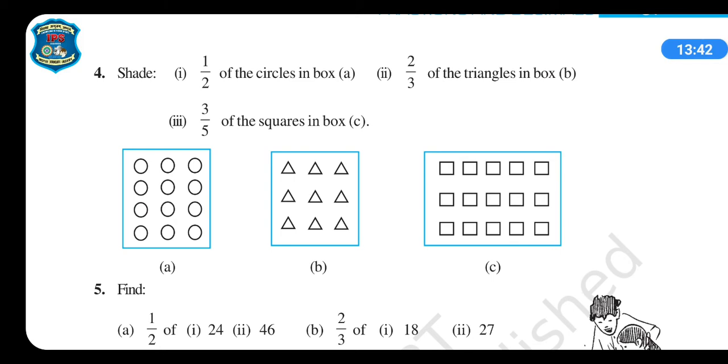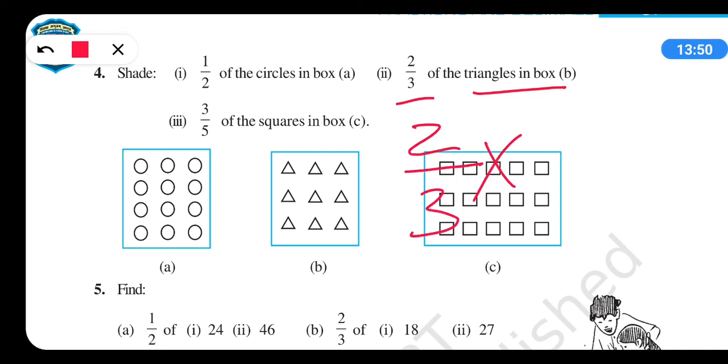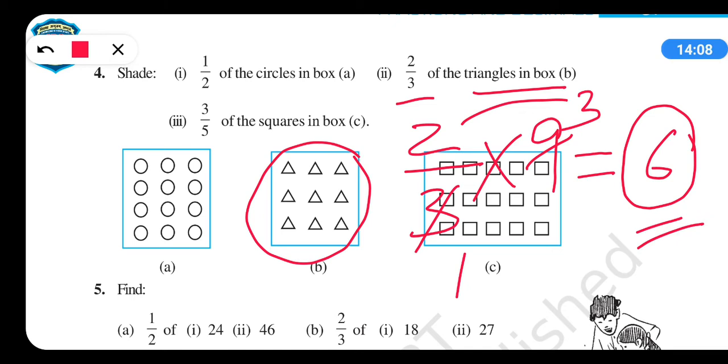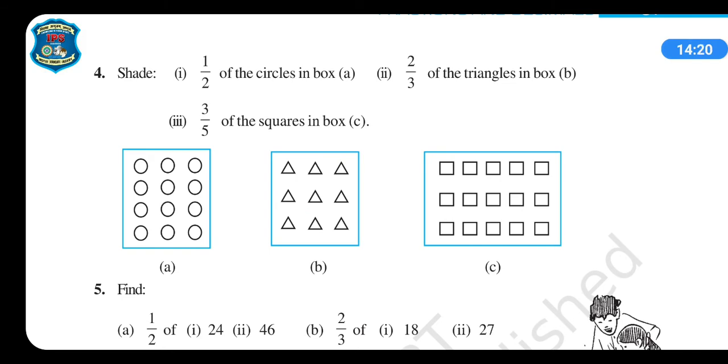Now the second part, it is 2 upon 3 of the number of triangles. So first you have to find the value. Count the number of triangles, 9. So multiply it by 9. Now solve it. 3 1 ja 3, 3 3 is 9, 2 into 3 is 6. So you have to shade 6 triangles. Shade any 6, 1 2 3 4 5 6. Got it? So in this way you have to do this fourth question. The third part you have to do by yourself.